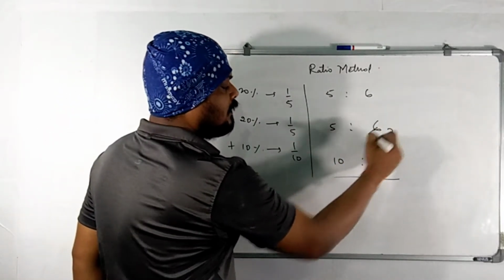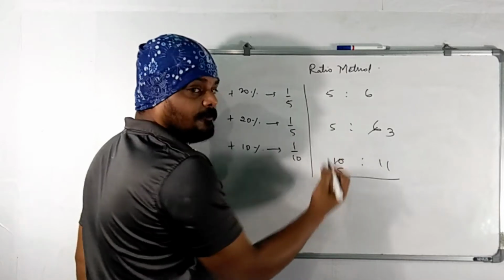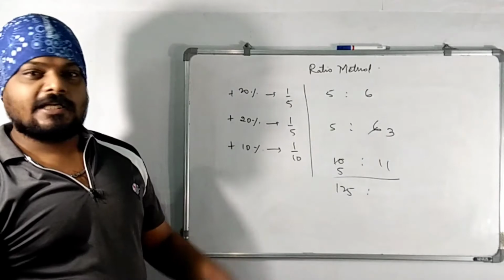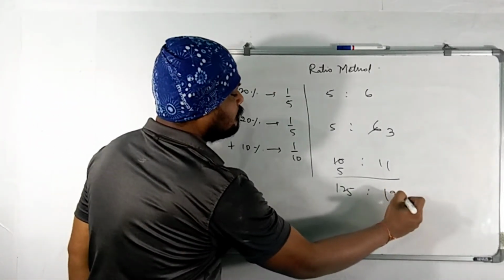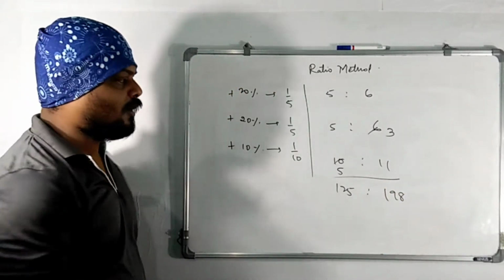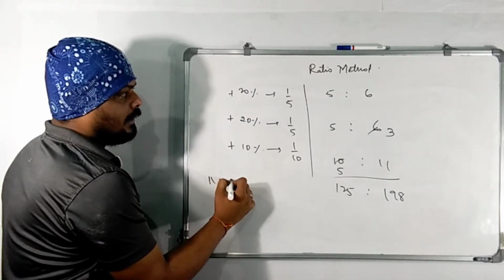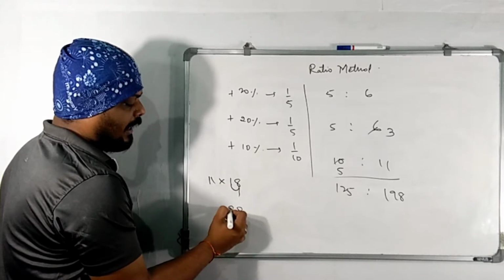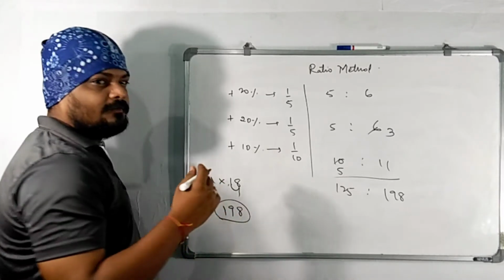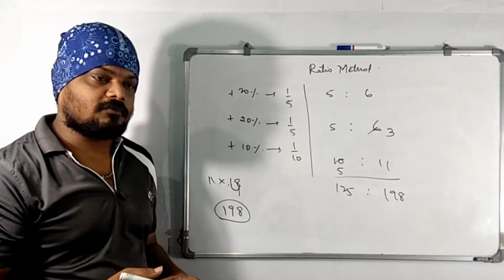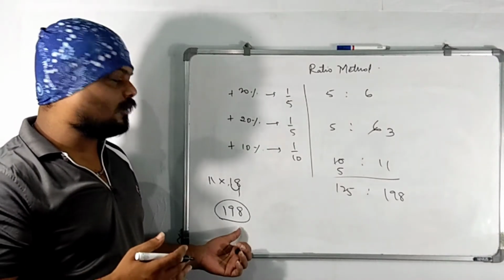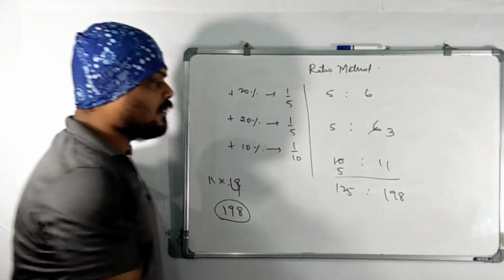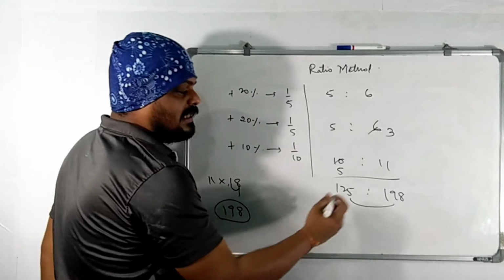Later 5 into 5 into 5, 5 cube is 125, and later 6 into 6 is 36 and 36 into 11 is 396. Sorry, the ratio values multiply to 198. How to multiply 11 into 18: 8, 8 plus 1 is 9, and 1 itself. I will make a video of calculation, so there you will get all the tricks and shortcuts for multiplication and all.